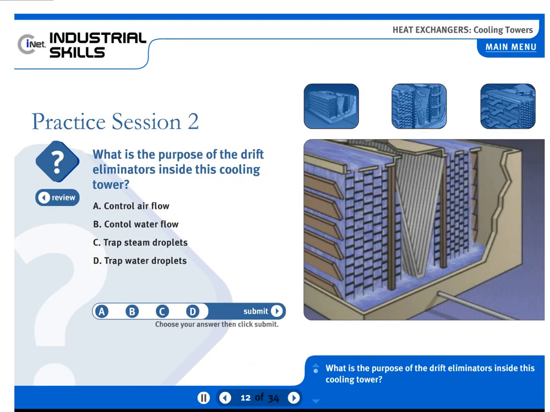What is the purpose of the drift eliminators inside this cooling tower? No. Remember, air passes through the drift eliminators before it leaves the tower. Try again. That's right. The drift eliminators trap water droplets that are being carried away by the air.